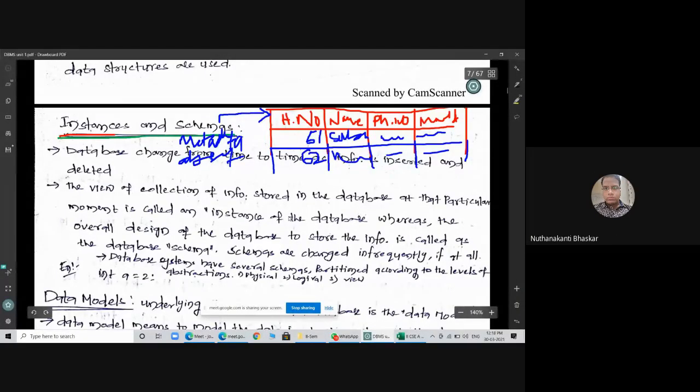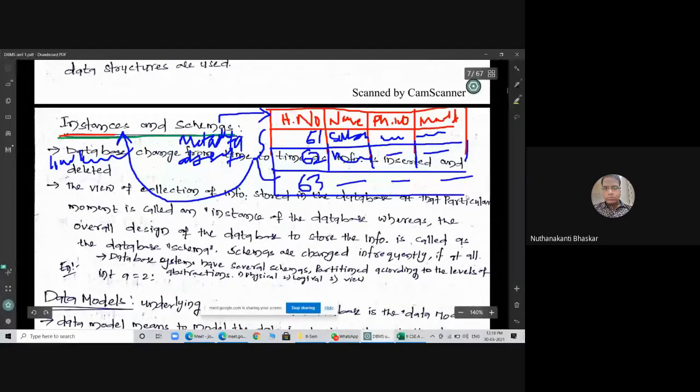Now coming to what is this? This is an instance, nothing but low level data. This is high level data and this is low level data, and it is also called an instance. Why is it an instance? Because here now two records are there. After some time this sheet is forwarded to another student, maybe 63. He is going to enter. So earlier only two records are there. After some time, three records.